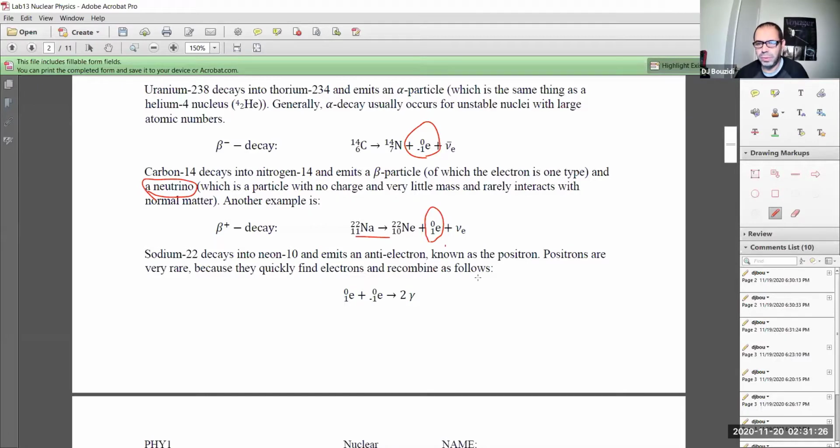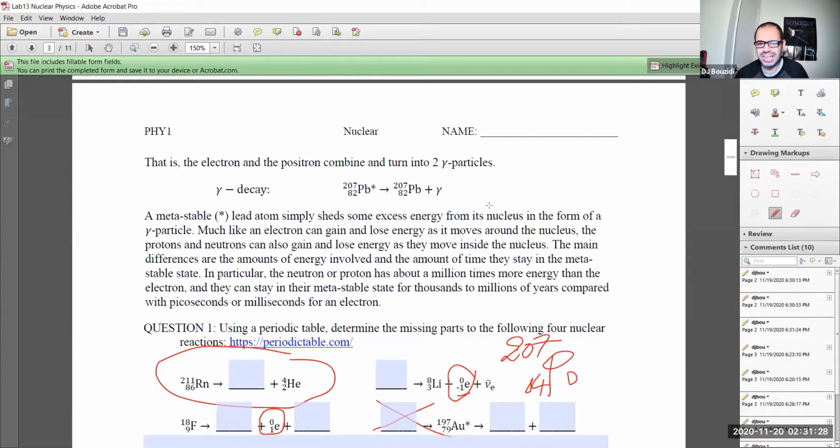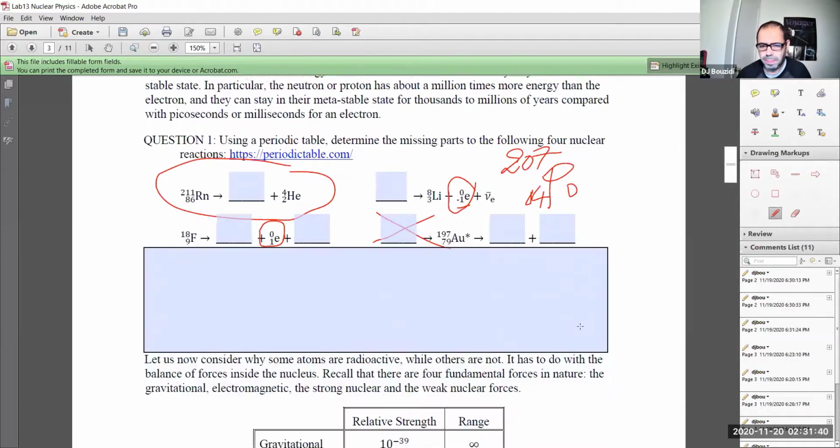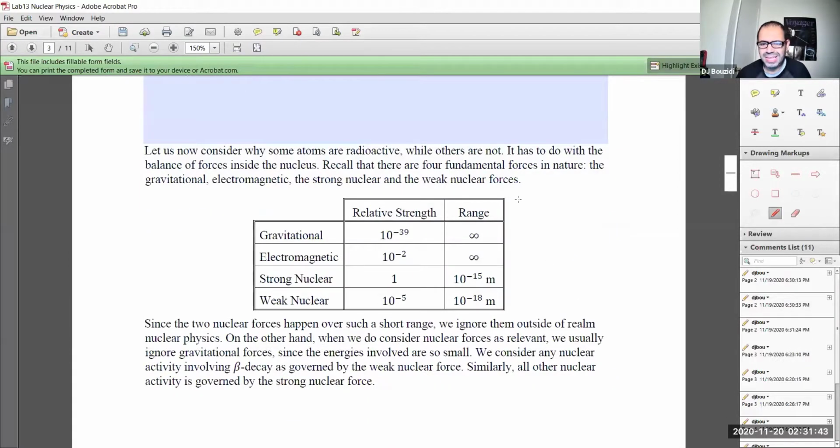Or you can write nu, because this is the Greek letter nu. It's short for neutrino. Again, this is the range of the nuclear reactions and the fundamental forces of nature. Gravity and electromagnetic force act on an infinite range. They have no limit where they can act, from very tiny to an infinite amount.